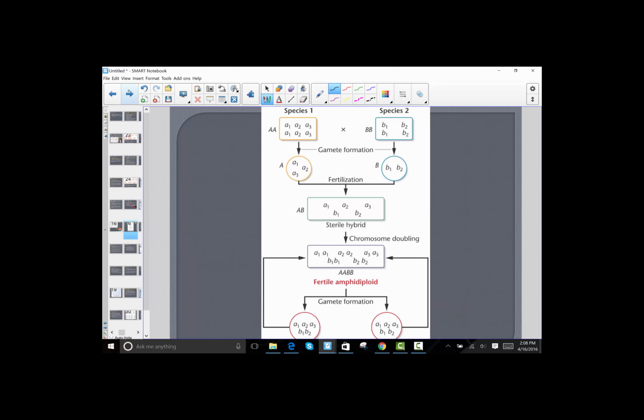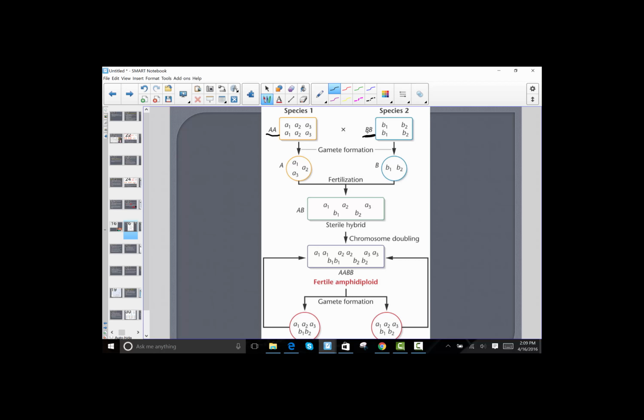So this is a diagram of how we produce either a sterile hybrid or a fertile amphidiploid. Remember that amphidiploid means that we know which species our chromosomes are coming from. Okay, so let's look at this diagram. This is one of those where you guys turn your brains off, but let's look at this. So we know that we have AA and BB. This is exactly where we're starting from the previous slide.